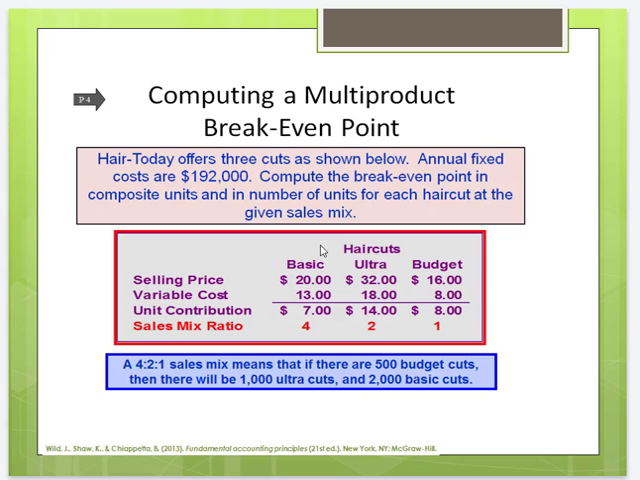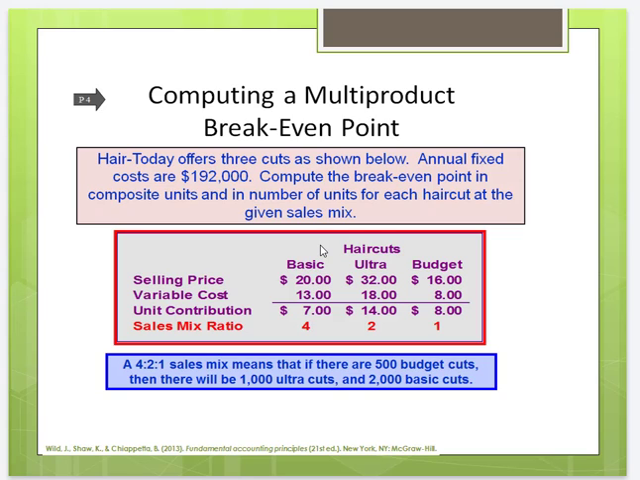We're looking at different types of haircuts. They have basic haircuts, they have ultra haircuts, and then they have some less expensive budget haircuts. And here we see the selling price of each, $20, $32, and $16 respectively. Variable cost is $13, $18, and $8 respectively, leaving us with a unit contribution margin of $7 for basic, $14 for ultra, and $8 for budget.